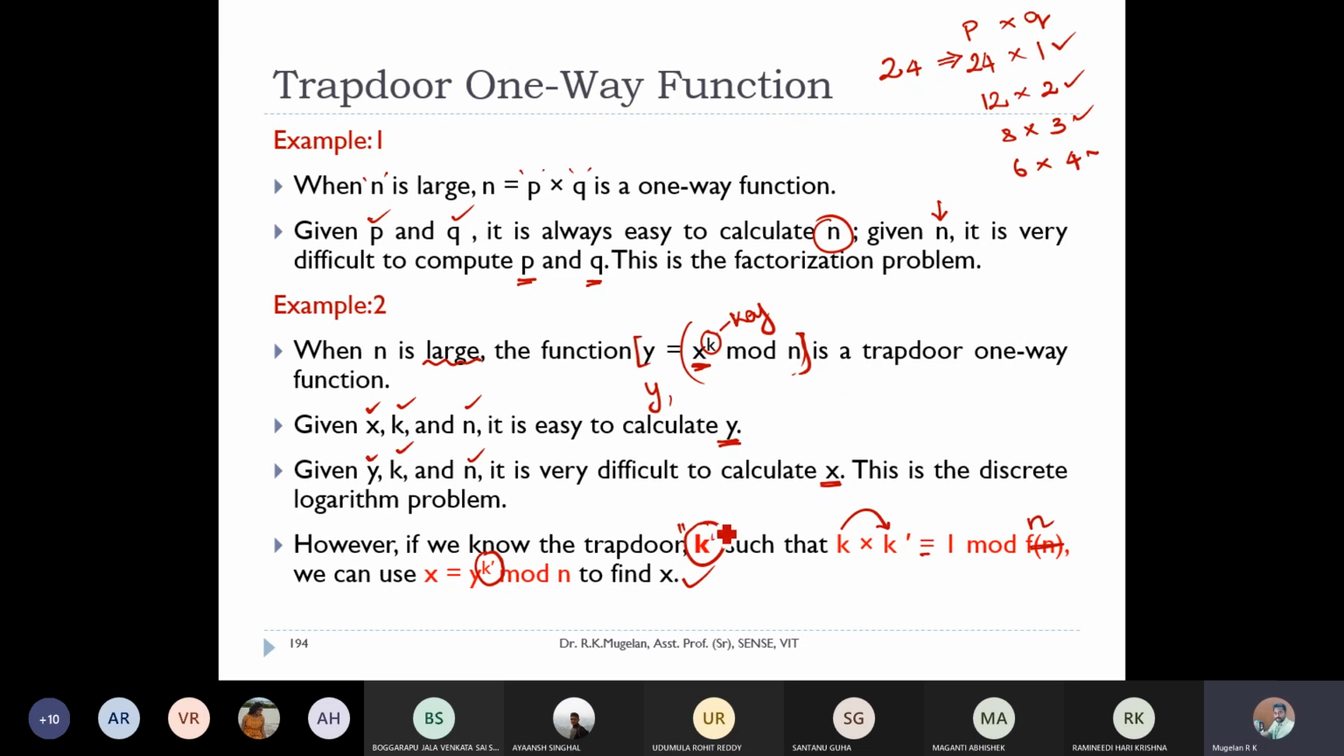And if you want to relate it with asymmetric cryptography, this key k is my public key, and this k dash is my private key, which will be known only to the receiver. So this is the idea behind asymmetric cryptography. Most of the cryptosystems use this multiplicative inverse only. We will see in the upcoming slides.